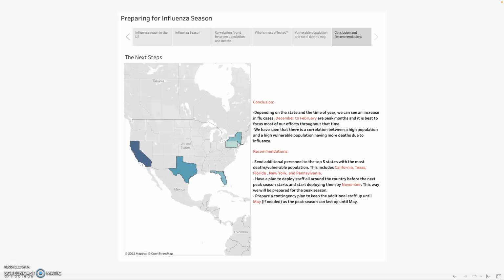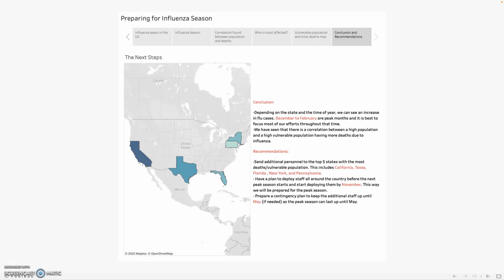For the recommendations, the first recommendation would be sending additional personnel to the top 5 states with the most deaths and vulnerable population. These states include Texas, California, Florida, New York, and Pennsylvania. Another recommendation would be having a plan to deploy all staff around the country before the next peak season starts and start deploying them by November. This way we will be prepared for the peak season.